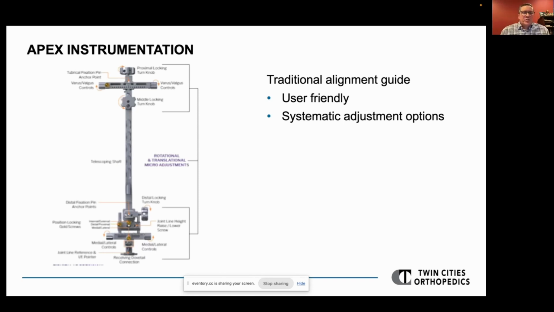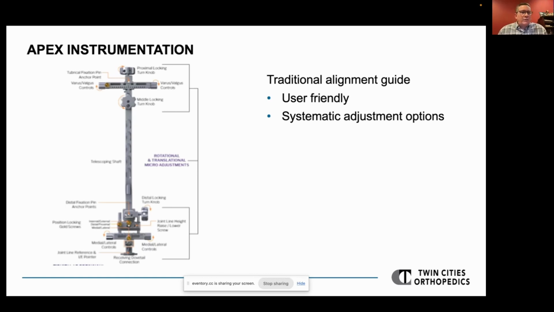Talk just a little bit about instrumentation. So there's 3 ways we can put the Apex ankle in. It has a traditional alignment guide that most of us are used to, some degree of external alignment guide that we'll use with a pin in the tibial tubercle, or the old InBone had obviously the frame that we would use, but some degree of external alignment system to allow us to align our ankle arthroplasty in relation to the mechanical axis of the limb.